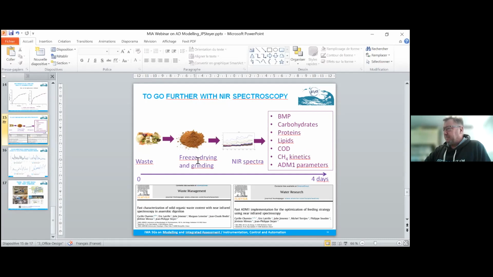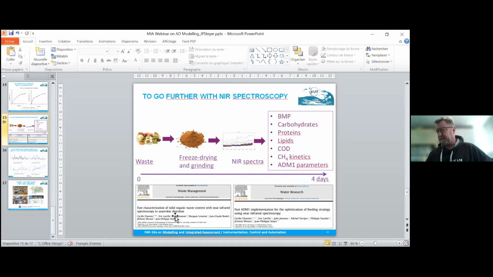In fact, this is what we get from the waste at the end. First step, you have to freeze dry and grind the waste to make it homogeneous and to remove the water. Then you have the spectra. From these spectra, you can predict all of these parameters in less than 4 days. It takes 4 days because the freeze drying and grinding step takes most of the time. The spectra step is very fast.